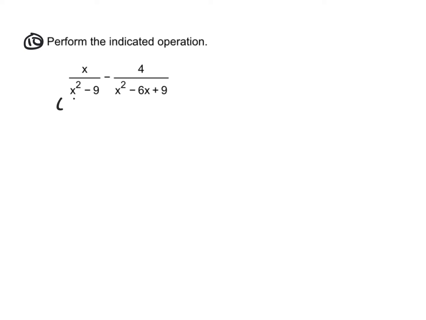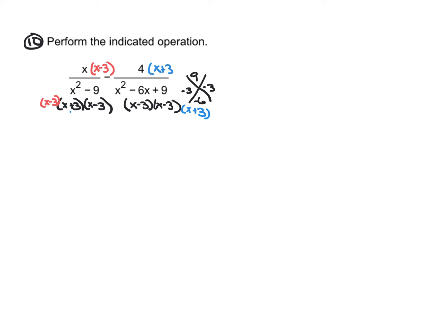Okay, x squared minus 9 factors to x plus 3, x minus 3, because that's that difference of squares. Okay, x squared minus 6x plus 9. I need two things that multiply to 9 and add to negative 6. That's negative 3 and negative 3. So x minus 3 times x minus 3. Meaning that this first one is missing an x minus 3. It only has 1 and it needs 2. So I multiply the bottom and the top by x minus 3. I feel like I should write that a little clearer. And this one is missing an x plus 3. So I'm going to multiply the bottom and top by x plus 3.